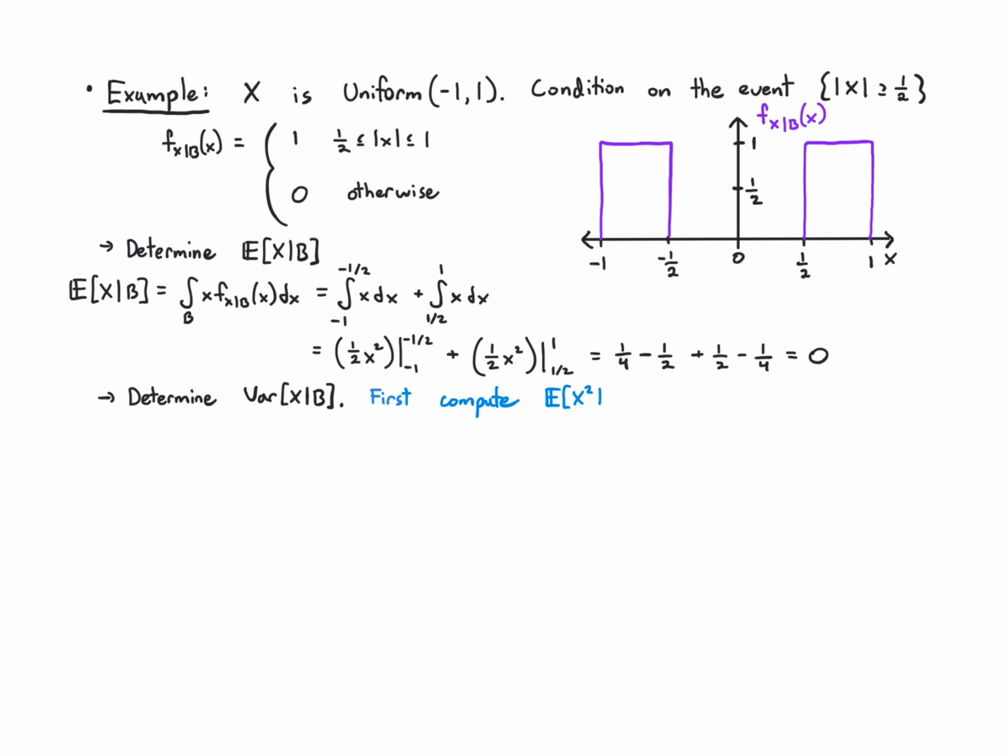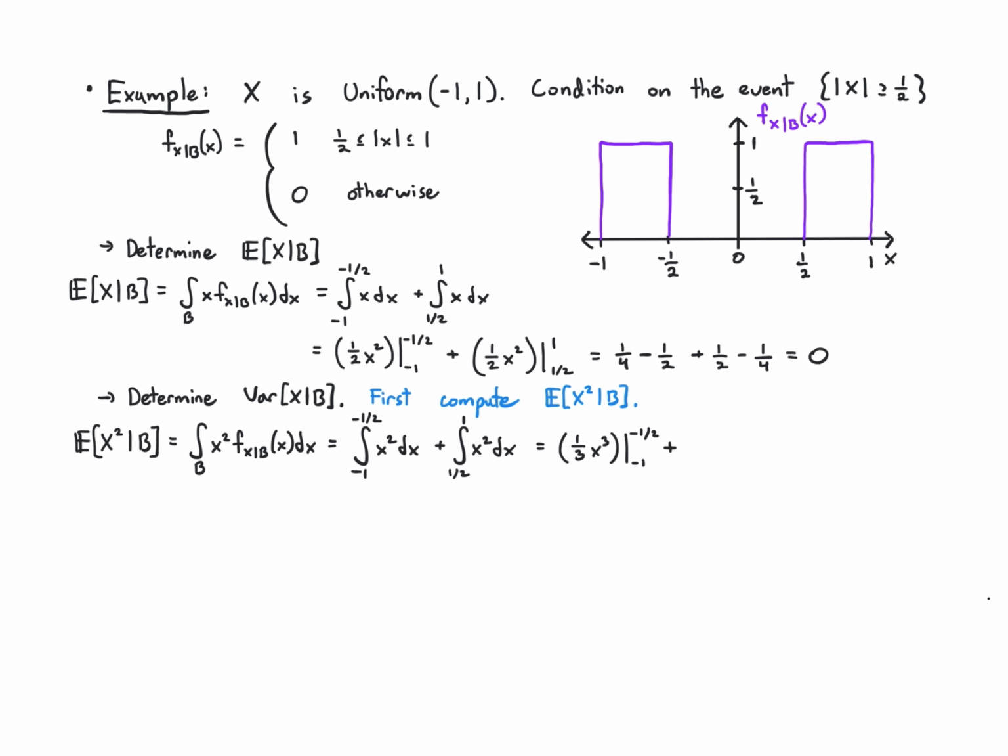So we're going to get the second moment conditioned on B. Okay, so here I go. I'm going to write down the conditional expected value of this function x squared. And now I'm just going to do the same integration regions as before, from -1 to -1/2 of x squared plus a half to 1 of x squared. And that's going to be a third x cubed between -1 and -1/2. And again, a third x cubed between half and 1.